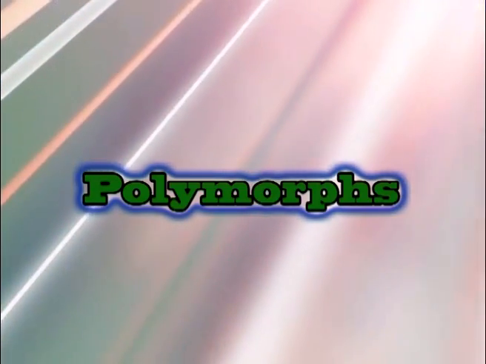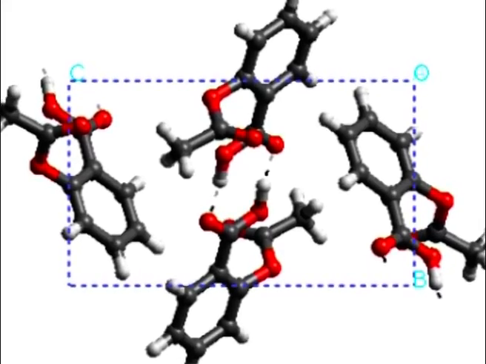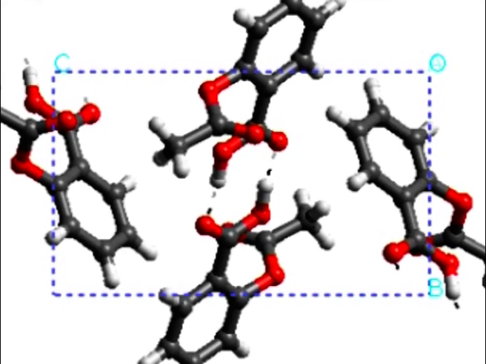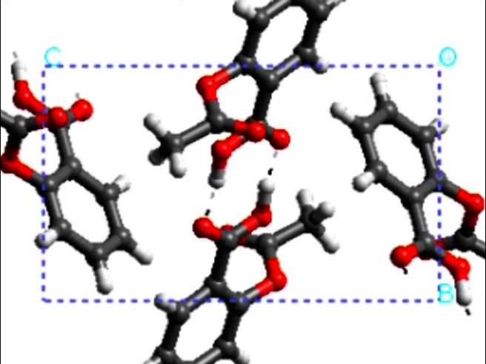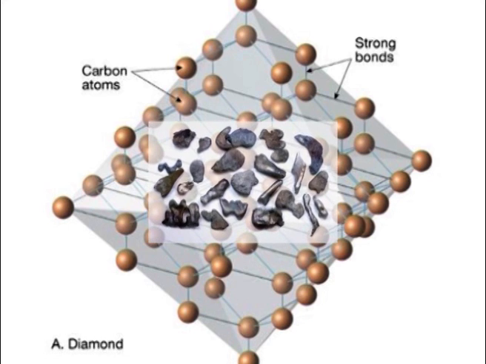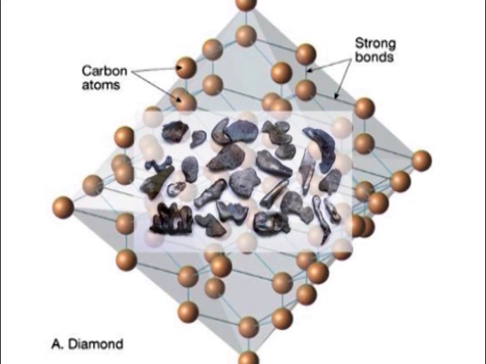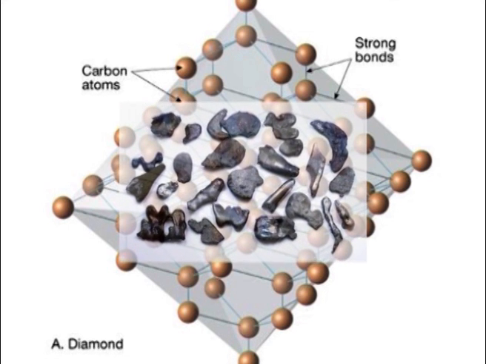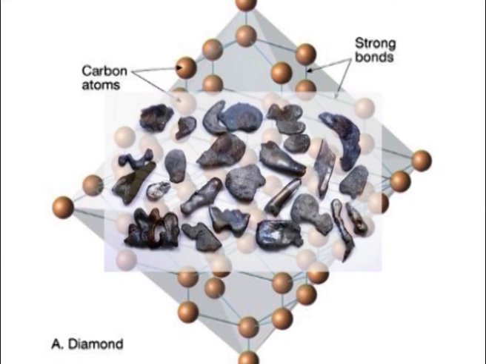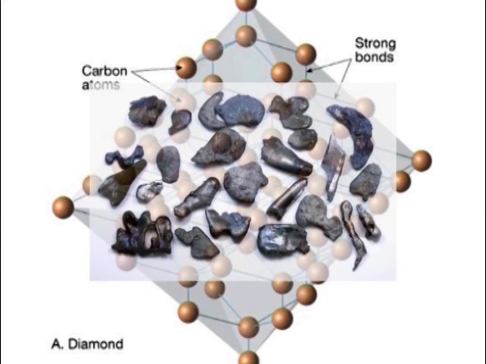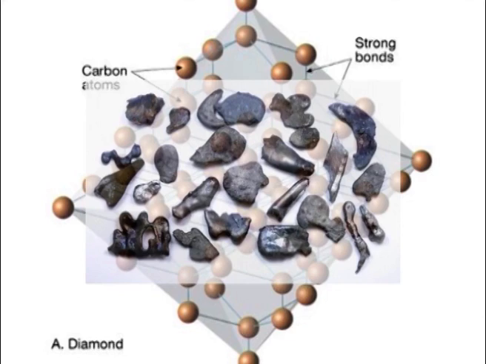Next is polymorphs, minerals which have the identical chemical composition but different internal structure. The best examples are the carbon polymorphs, diamond and graphite, which are both composed of pure carbon but have substantial difference in their atomic packing and bonding.